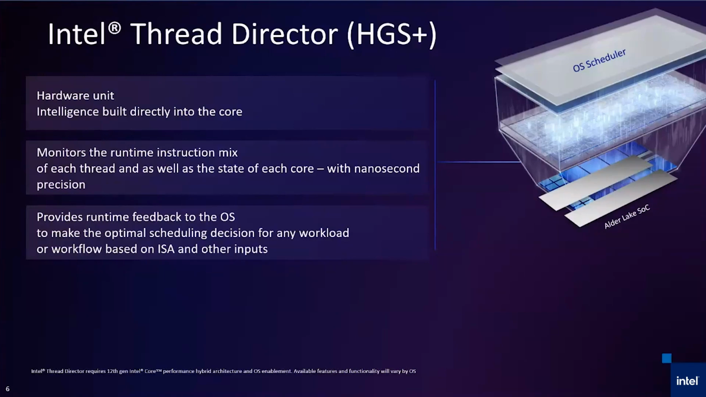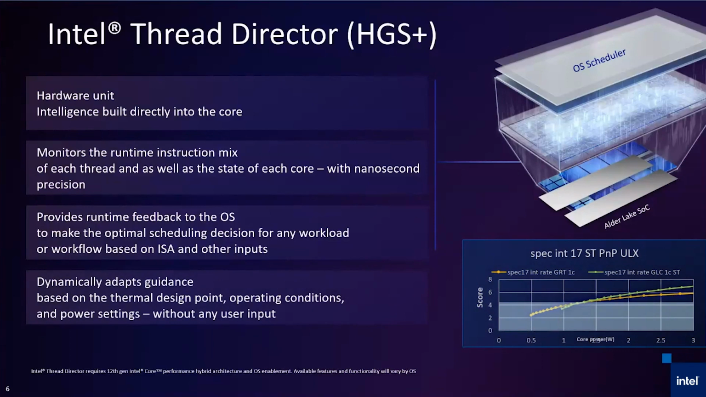This actual feedback can vary. For instance, the E cores at low powers, especially in a mobile system, can actually outperform a P core for certain workloads. And it is the job of the Thread Director to figure out this tipping point and tell the OS where best to schedule. It's important to note, Thread Director itself doesn't make the final decisions. The OS is responsible for that.